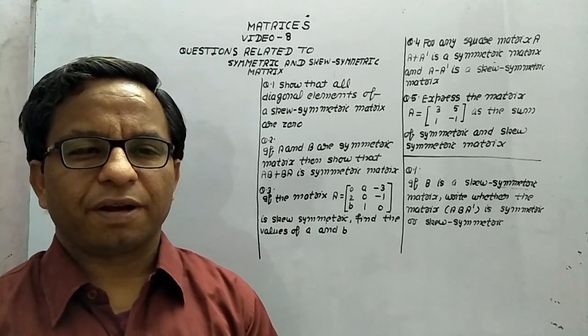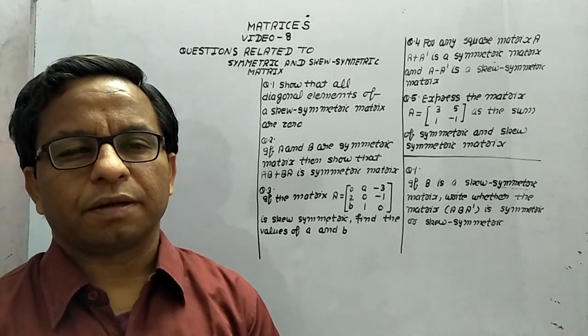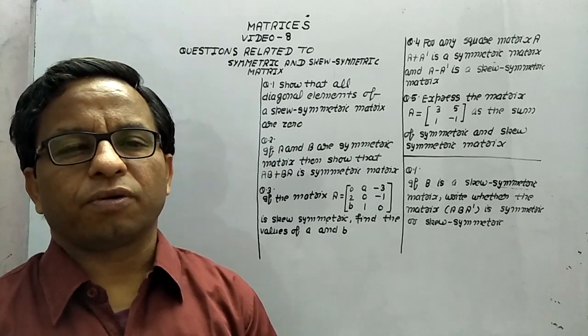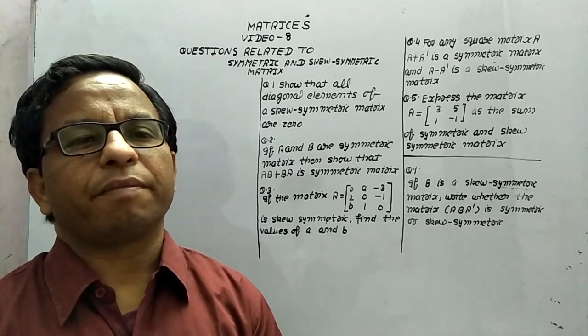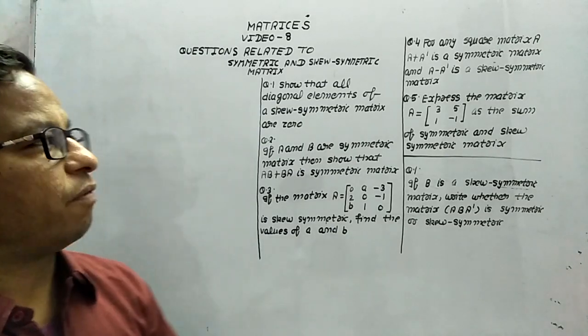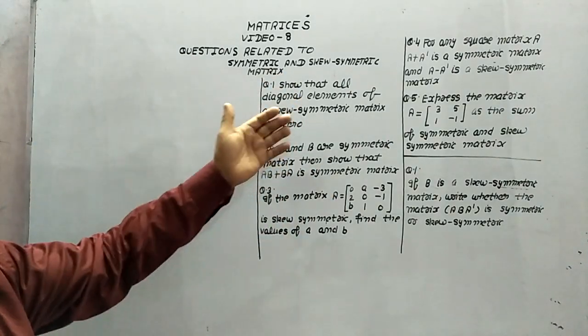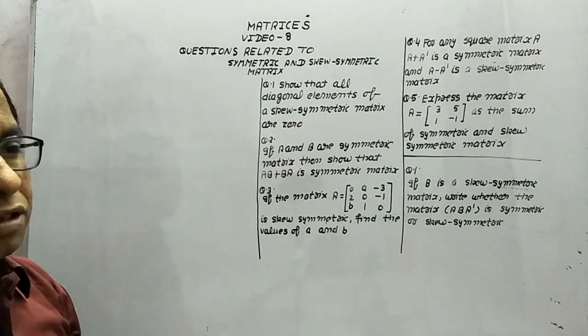Good morning everybody. Today in part 8 of matrices, we will discuss some questions related to symmetric and skew-symmetric matrix. Let's start with question number 1. Show that all diagonal elements of a skew-symmetric matrix are 0.